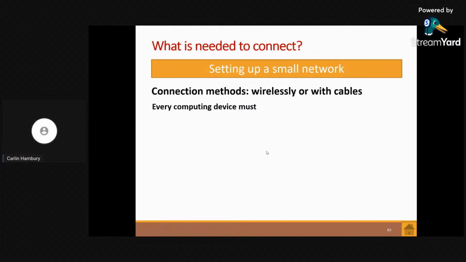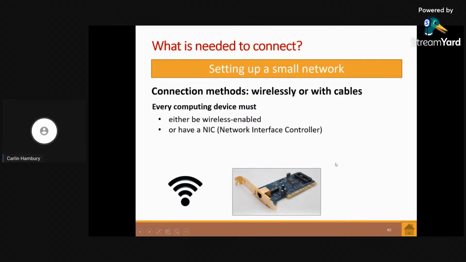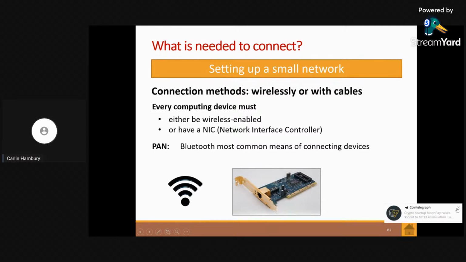Connection methods, we can connect wirelessly or with cables, right? So every computing device, again, if you've got a router at home with wireless, again, you're going to connect wirelessly. Okay, there's that lovely symbol that we all like to see. But in our computers and in our laptops, this is what a network card actually looks like. So that allows us to plug in a physical cable and connect our PC or laptop to a network. Okay, for your personal area network, Bluetooth is the most common means of connecting, but it's not the only one. Okay, we know that.